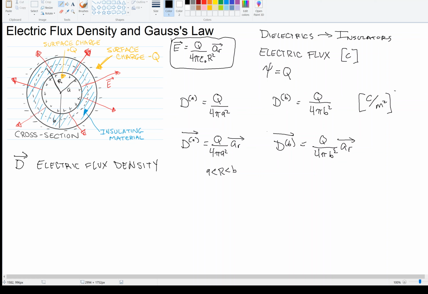So we can imagine surfaces now, and we can imagine the flux and the flux density through a sphere of radius capital R, even though it's not there. And the electric flux density through that sphere would be Q over 4 pi capital R squared, still in the radial direction, right?